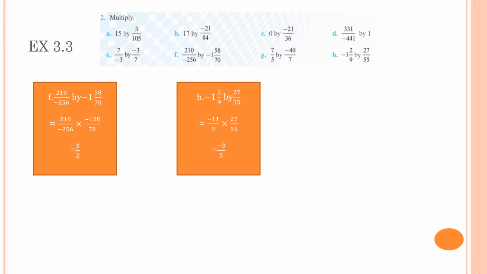So I have to multiply by 25 divided by 55. Now 11 and 55 are divisible, that is, 11 ones are 11, 5s are 55. Similarly, 9 and 27 are also divisible, that is, 9 ones are 9, 3s are 27. So I get the answer as minus 3 by 5.